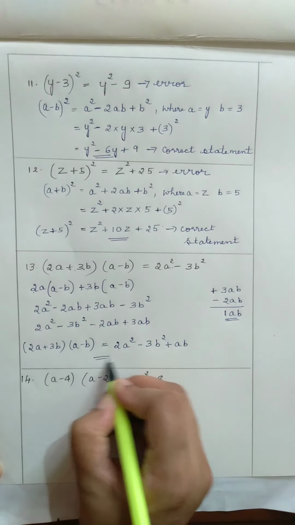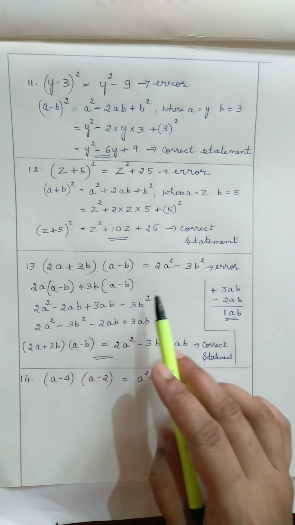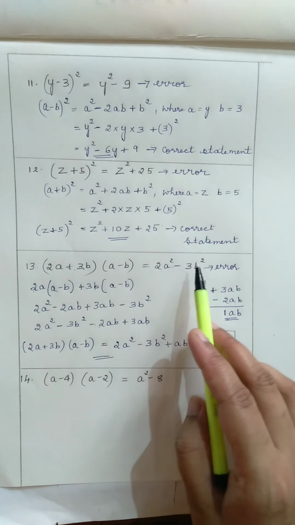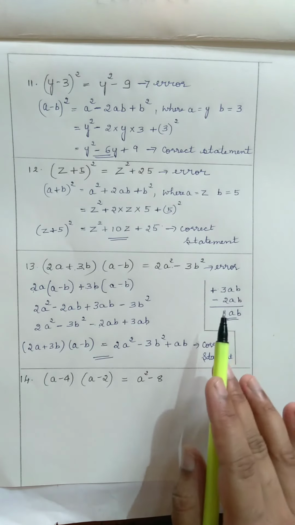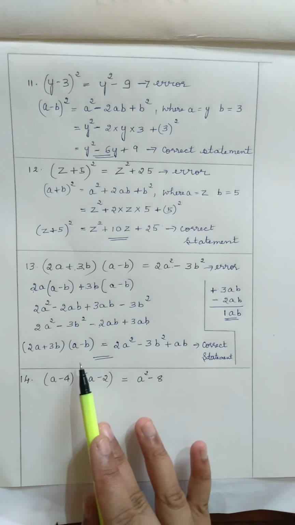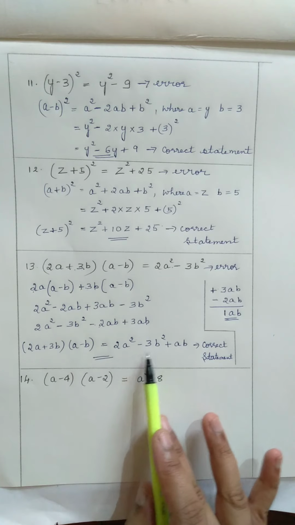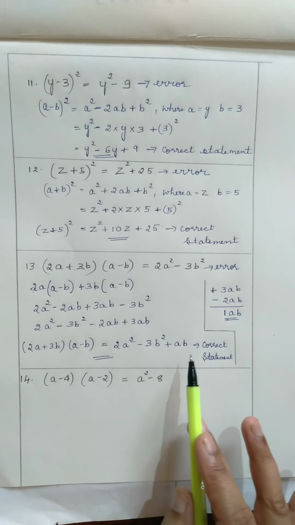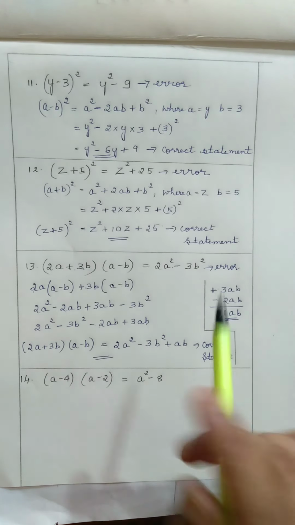Therefore, 2a plus 3b into a minus b is equal to 2a square minus 3b square is having the error. So, we have corrected that expression and written it as 2a plus 3b into a minus b is equal to 2a square minus 3b square plus ab is the correct statement. And this is the answer to the problem 13.